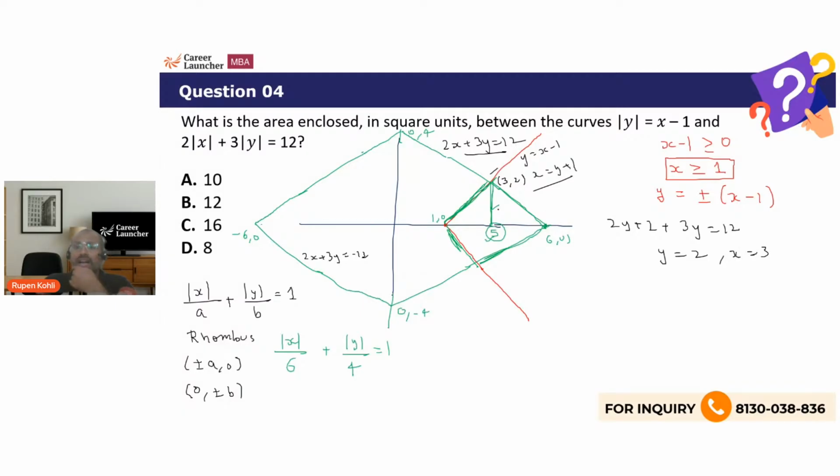So therefore the height is 2. So the area of this triangle is half into 5 into 2. For the triangle below, we have to take twice of that, so we get 5 into 2, 10. So 10 square units is the area. All right. So we looked at modulus equations and their graphs.